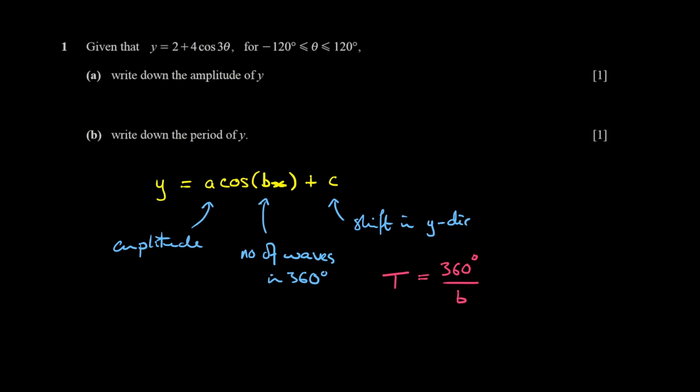So if we just now go to this question, the amplitude of y is 4. Okay, and what's the period of y? Well, the period of y is going to be 360 divided through by 3, because 3 there is the number of waves in 360. And so therefore, we're going to get 120 degrees. Okay, so the amplitude is 4, the period is 120.